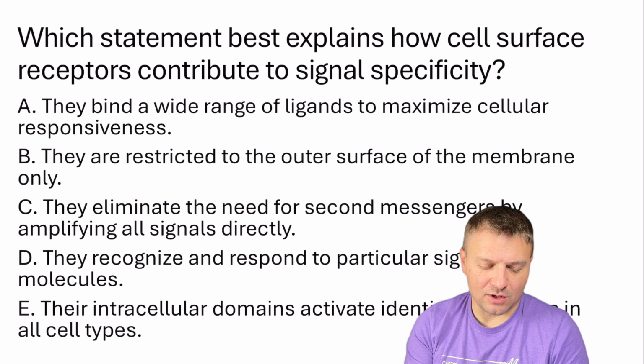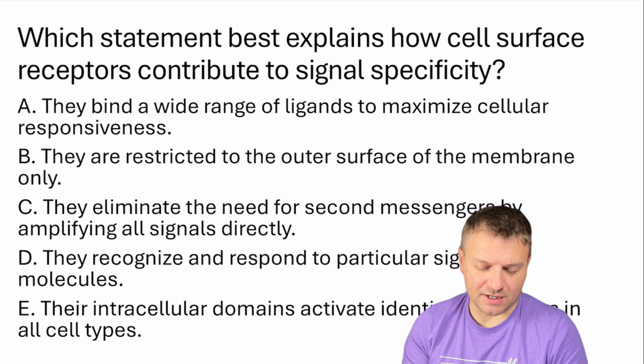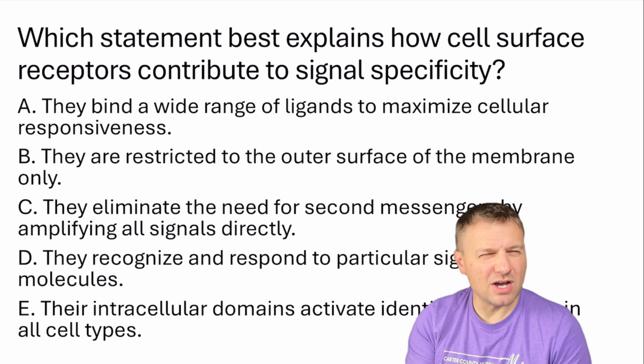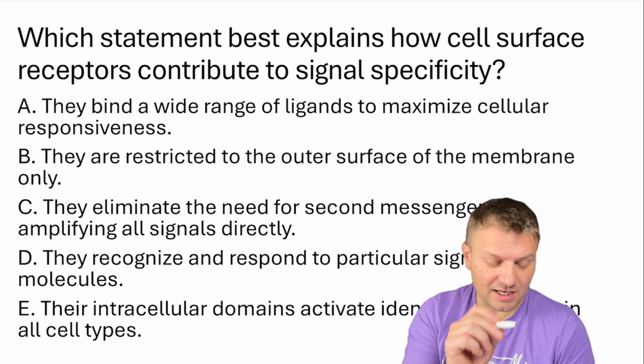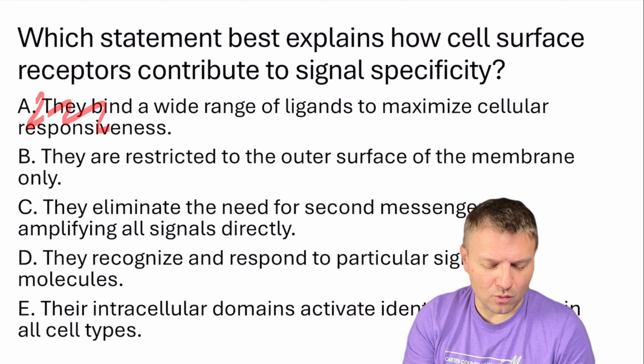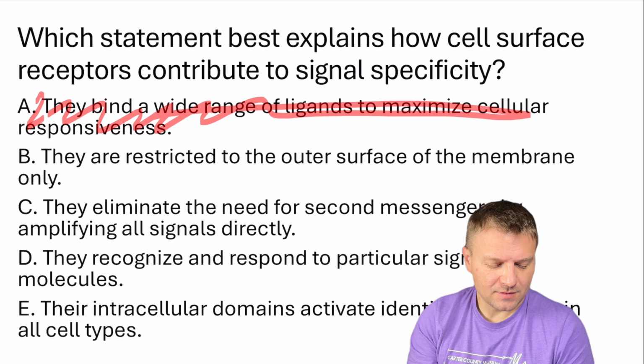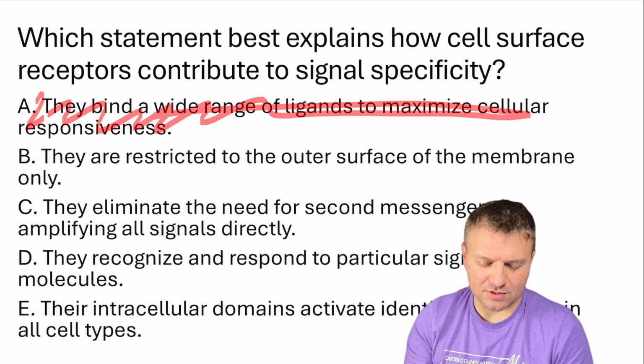A, they bind a wide range of ligands to maximize cellular responsiveness. No, receptors are specific to one molecule. It's like a key and a lock. So A is out. It's not a wide range, it's actually a small range. B, they are restricted to the outer surface of the membrane only.